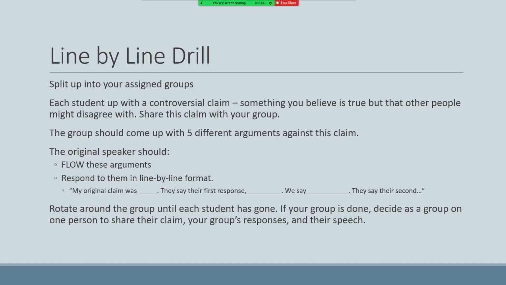So your group would come up with 5 of those, and then the original speaker should flow those arguments, so write them down, and then respond to them in line-by-line format, which would sound something like, my original claim was that dark chocolate is the best kind of chocolate.